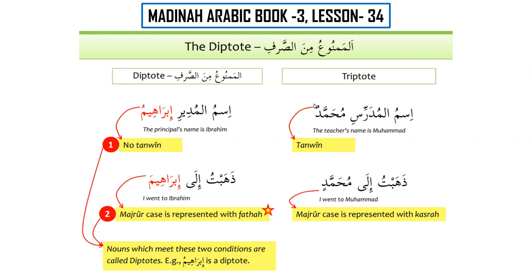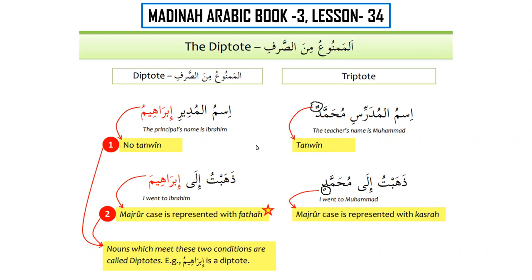The teacher's name is Muhammad. And similarly, it can be Muhammadan. And also, dhahabtu ila Muhammadin, I went to Muhammad, and we can see that majroor case is represented with kasra over here. So triptote means a noun, when it is marfu, it accepts tanween, and it can have dammatan, fathatan, or kasratan. For example, Muhammadun, Muhammadan, and Muhammadin.